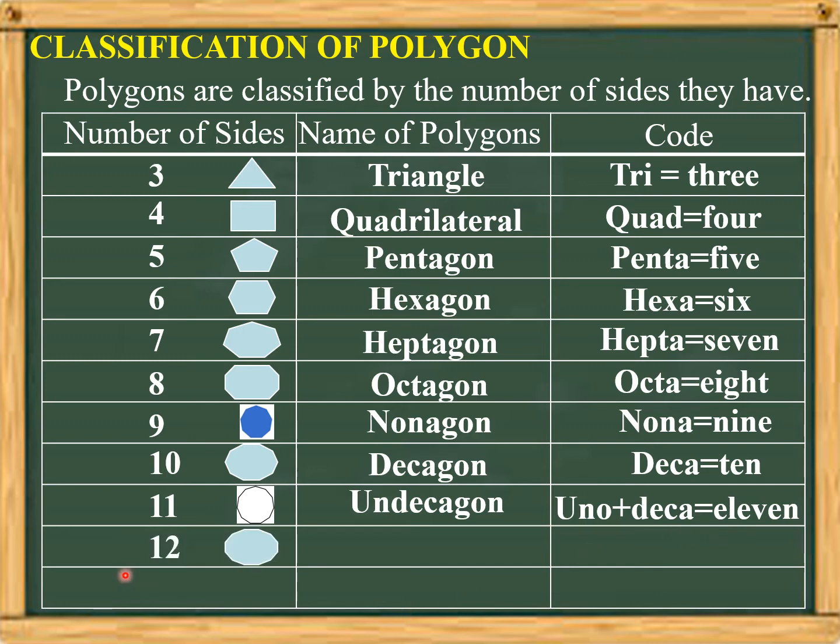So how about if we have 12 sides? So this is the figure. So we have duo plus deca equals 12. It is called dodecagon.